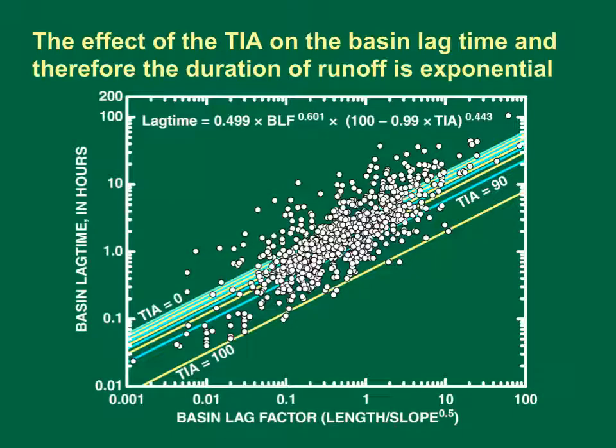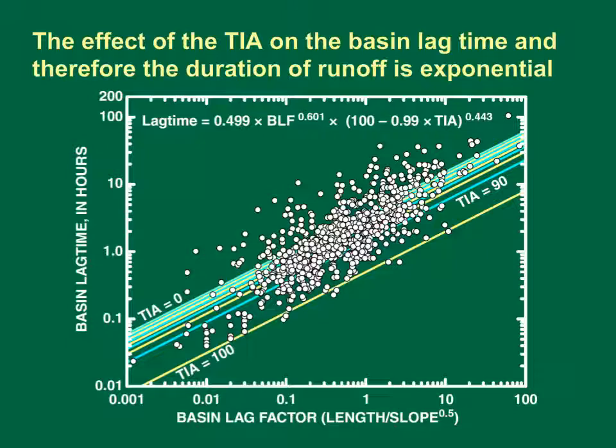The basin lag time is the time between the centroid of precipitation and the centroid of runoff flow. The effect of TIA on basin lag time, and therefore the duration of runoff from the highway site and the upstream basin, is exponential. This graph is a scatter plot showing the basin lag time data from 896 sites across the United States and regression equations developed using the basin lag time, the basin lag factor, and the total impervious area in percent measured at these sites.